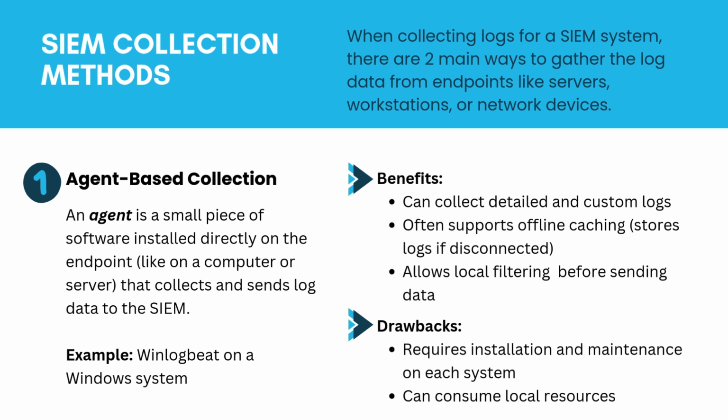It's great for detailed logging and offline support, but it requires maintenance and can slow down systems if not managed well. Here's a real-world example. Let's say your company uses Windows servers. You might install an agent like Winlogbeat, which is designed to collect Windows event logs and forward them to tools like Elastic SIEM. You now have a reliable stream of data coming from each server that can be used to detect things like failed logins, privilege escalations, or suspicious file access, all in real time.